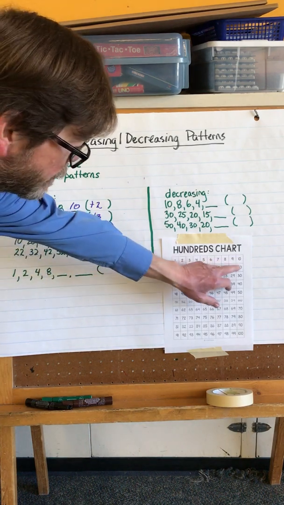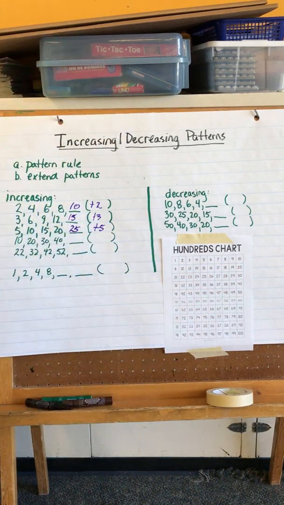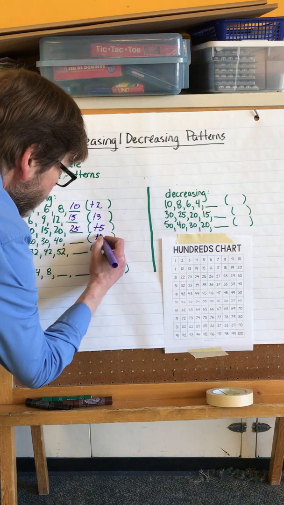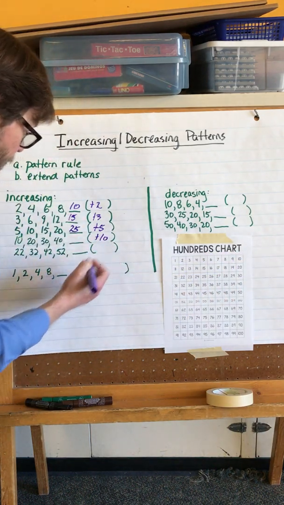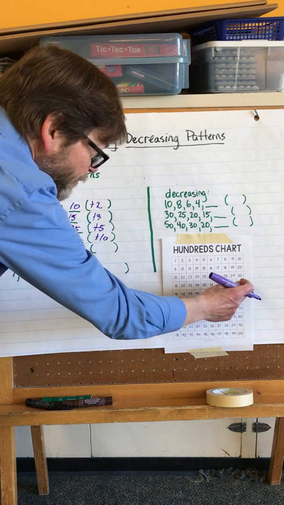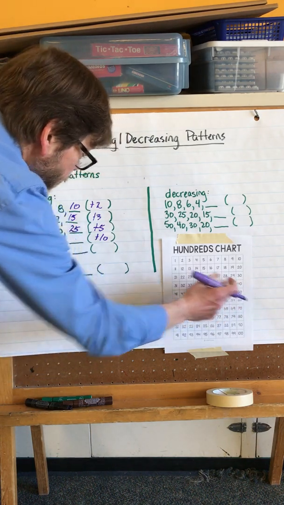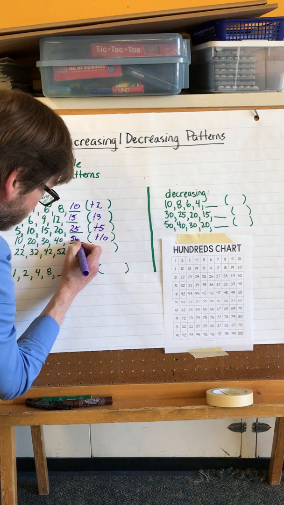Next one, 10, 20, 30, 40. Oh, real easy. I know I'm going up 10 there every time because when I go down one row, I'm going up 10. So my pattern there is plus 10. My next number after 40, if I go down one row, is 50. There's my plus 10 pattern.